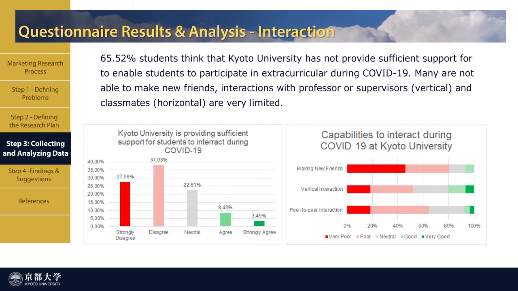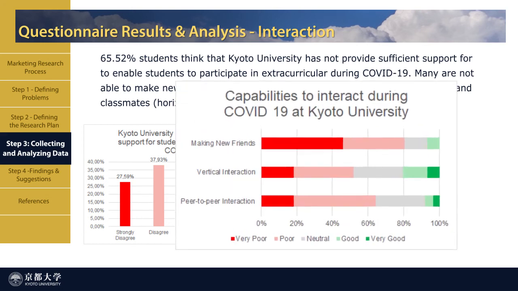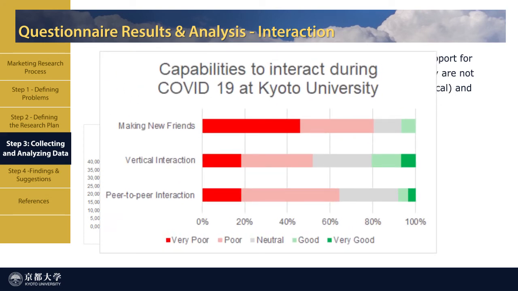65.52% of students think that Kyoto University has not provided sufficient support for them to interact during this COVID-19 situation. We look deeper into 3 different categories within the interaction aspect. The first one is whether they are able to make new friends. The second one is whether they are able to conduct vertical interactions with their professors or supervisors. And the third one, whether they are able to conduct peer-to-peer interaction with their existing friends or classmates.